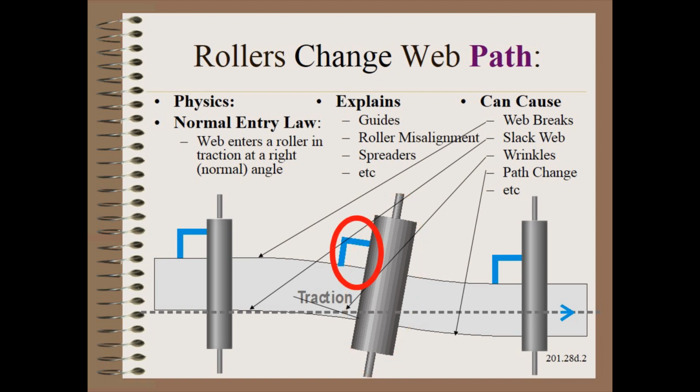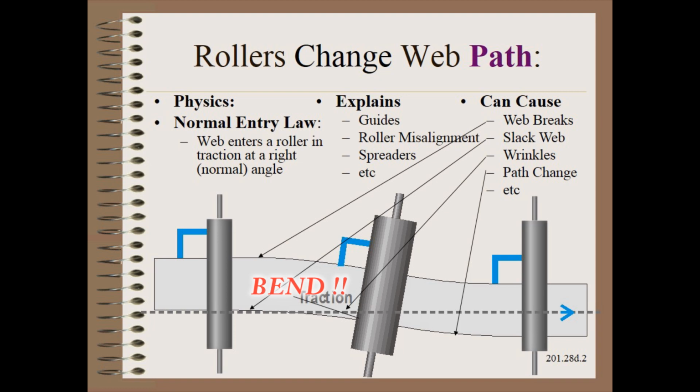The path of the web is governed by the normal entry law that we have seen many times in Web 101, such as in the sections on spreading and guiding. We mean normal in two senses of the word. First, normal in the sense that it is the usual behavior of the web. Second, normal meaning right angle. The web must bend to meet the crooked roller at a right angle. It is this in-plane bending that poses the risk.